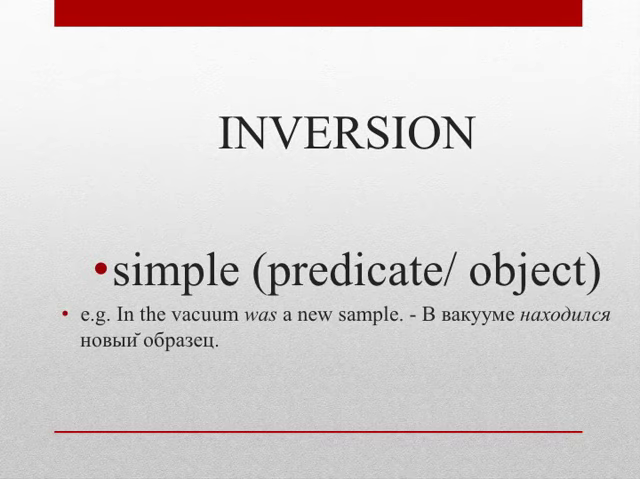This sentence may seem a bit clumsy because you would say that the word there is missing, because we need the structure there is, there are, right? But no, this is just an example of inversion, and we see that it can be easily rendered in this way. In the vacuum was a new sample.